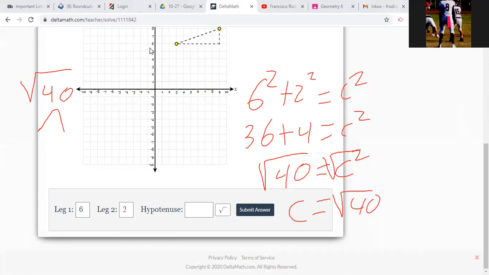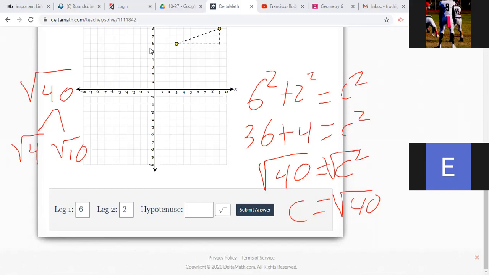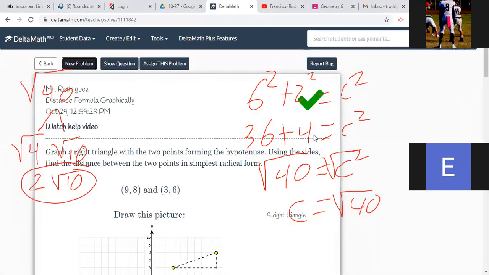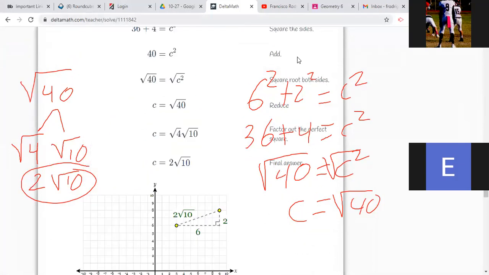Well, 2 and 20, neither of those is a perfect square. What about 4 and 10? Oh yeah. And we can find the square root of 4, right? What's the square root of 4? 2. So all we have to do is simplify that, and we have 2 square root of 10. And so that's our answer right there. Okay.